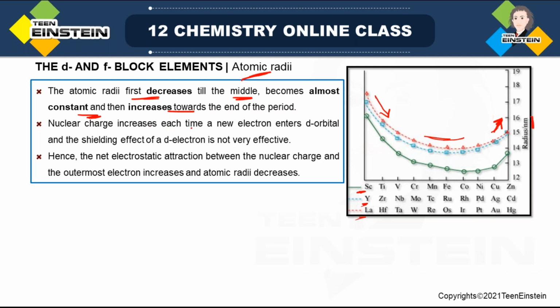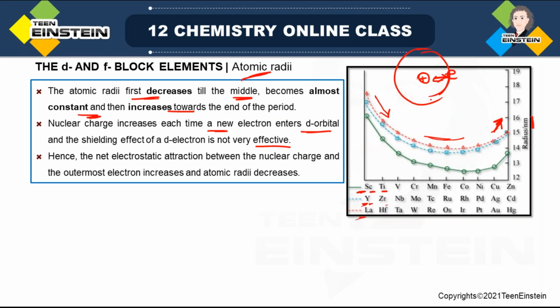So nuclear charge increases each time as a new electron enters the d orbital. So when you are moving from scandium to titanium, or you can also consider the other series, what is happening? Atomic number is increasing and one electron is also added. That means both nuclear charge as well as electron number are increasing. So this new electron is entering the d orbital, and the shielding effect of the d orbital is not very good. As the shielding effect is not good, the attraction between the positive charge in the nucleus and the outermost electron will be very high. As a result, the size will decrease.